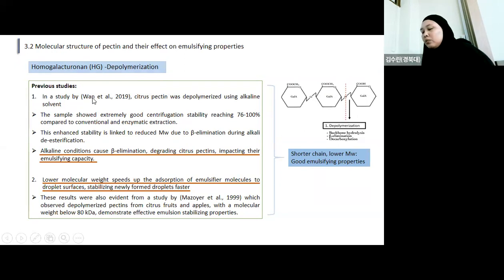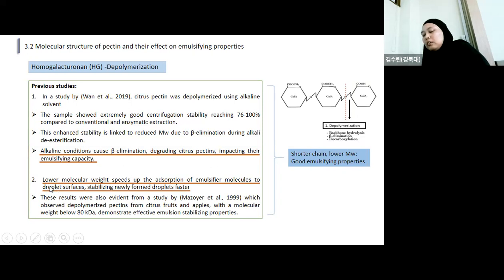So in here, there is one study from 2019. It observed that citrus pectin depolymerized using an alkaline solvent showed good centrifugation stability compared to conventional and enzymatic extraction. This is because the stability was enhanced due to the reduced molecular weight from the beta elimination process during alkali deesterification. So this beta elimination degrades the pectin structure and improves its emulsifying capacity.